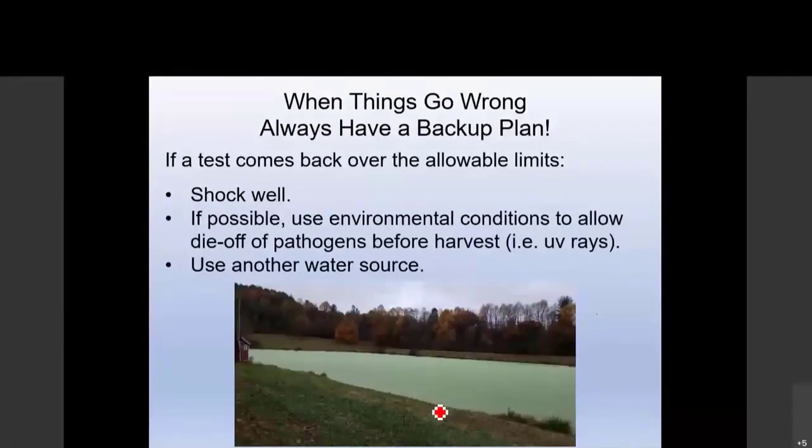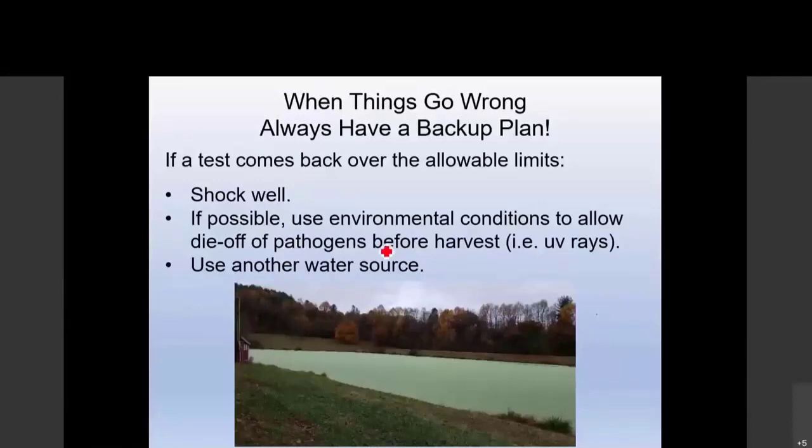So if you've checked your wellhead, you've gone back and you've checked your distribution system, you can shock the well. Now, if you're interested in shocking a well, you can contact both Angela and I. We've got handouts on how you do that. Your local extension agent may also have information on shocking a well. So look to us for support in that particular instance. If you're using either groundwater with a higher level or surface water, you can use the environmental conditions to allow die-off of pathogens before harvest.